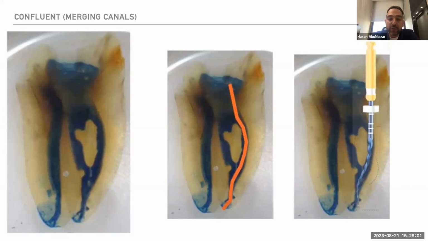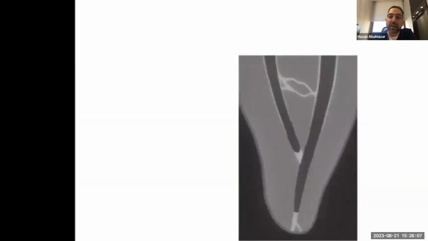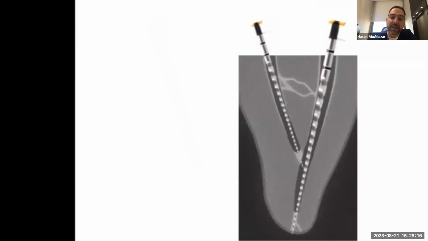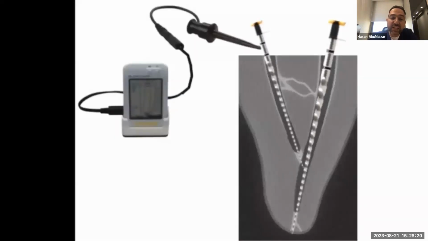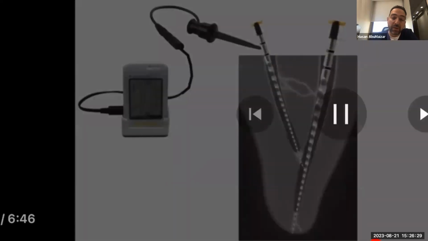And how do we know where the confluence is? There is more than one way. One of the ways is to place a file in the first canal, and then place another file in the other canal to make sure about the point where they join. We can use the apex locator as well to check that in the other canal, we've reached the full working length this way.